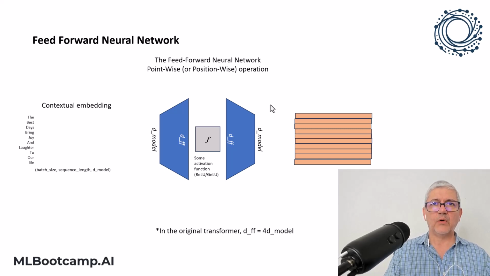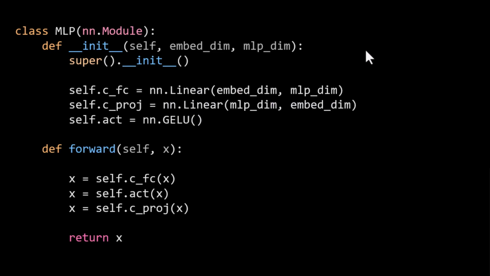So, how is this implemented in code? This is a really simple function where we define 2 linear layers and an activation function. Then, in the forward pass, we take the input to the function, pass it through the first layer, apply the activation function, and pass the result through the second layer. Both the input and the output of this function have the same shape or dimension.